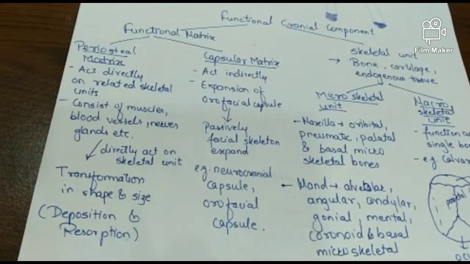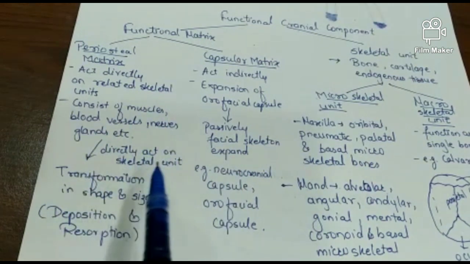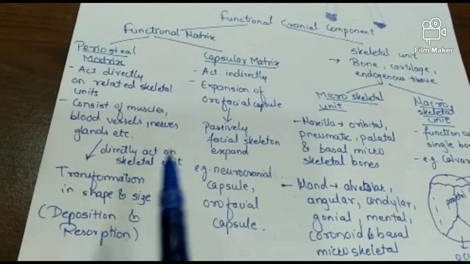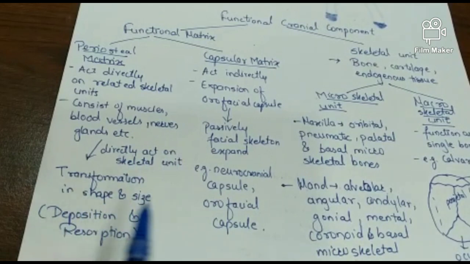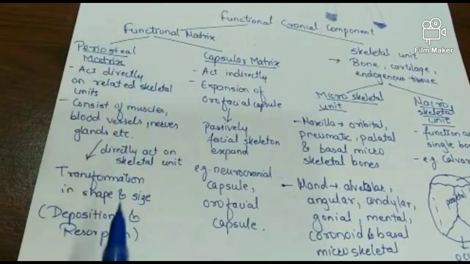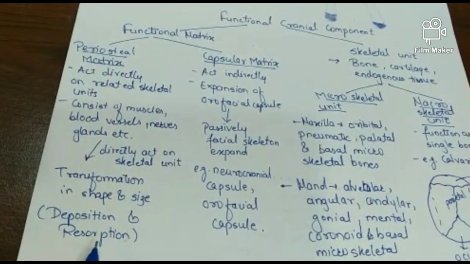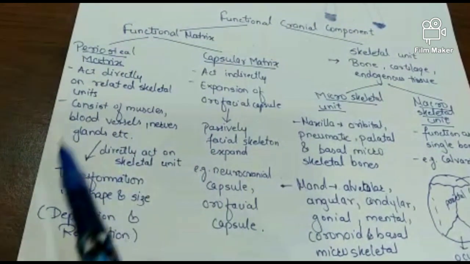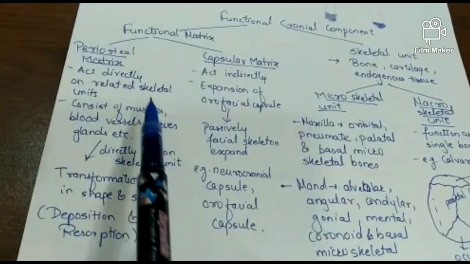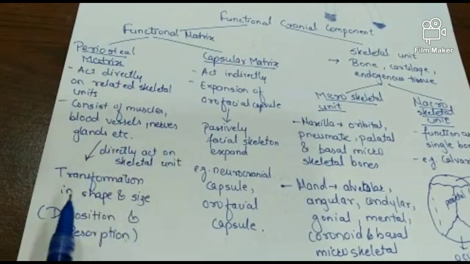So, whenever there is an alteration in functional demands, these structures directly act on the skeletal unit, leading to a transformation in shape and size. And as the name suggests, periosteal, it is related to bone. Hence, the changes take place with the help of deposition and resorption of the bone. So, as there are changes in the demands, all these structures will act directly on the skeletal unit, leading to its transformation in shape and size.